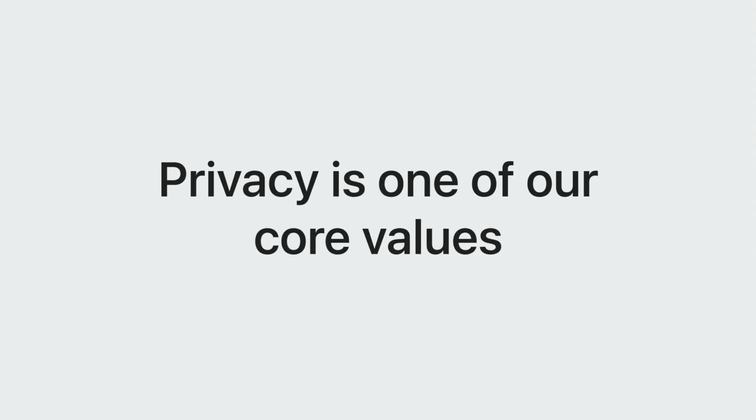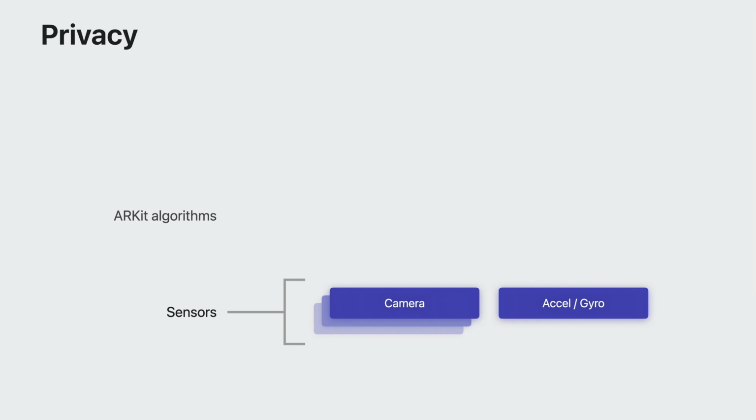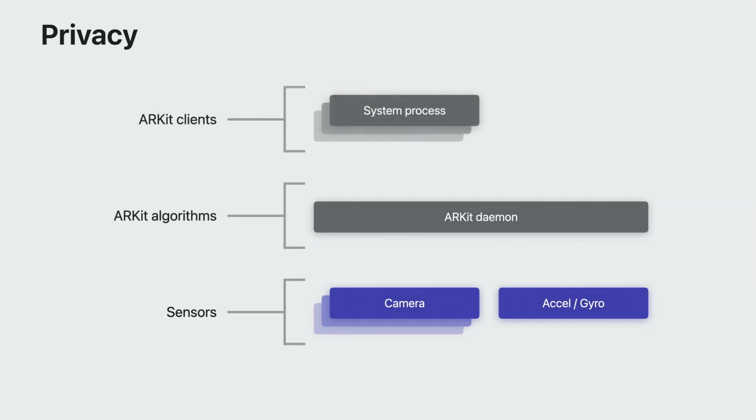Let's move on now and talk about privacy and how your app gets access to ARKit data. Privacy is a fundamental human right. It is also one of our core values. ARKit's architecture and API have been thoughtfully designed to protect people's privacy. In order for ARKit to construct an understanding of the world around you, the device has many cameras and other types of sensors. Data from these sensors, such as camera frames, is never sent to client space. Instead, sensor data is sent to ARKit's daemon for secure processing by our algorithms. The resulting data that is produced by these algorithms is then carefully curated before being forwarded to any clients that are requesting the data, such as your app.